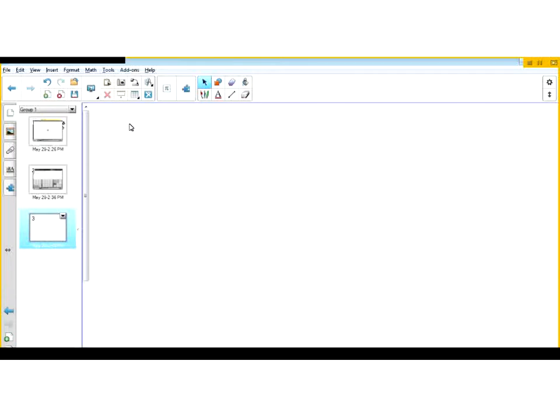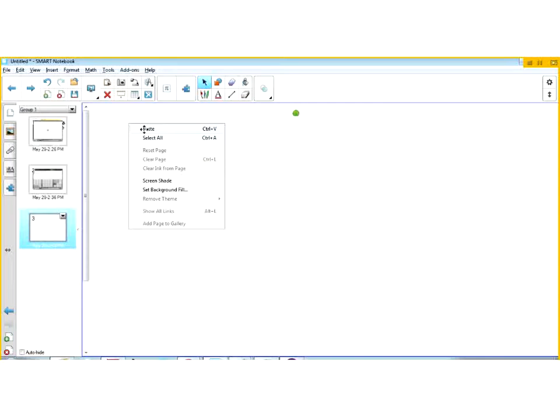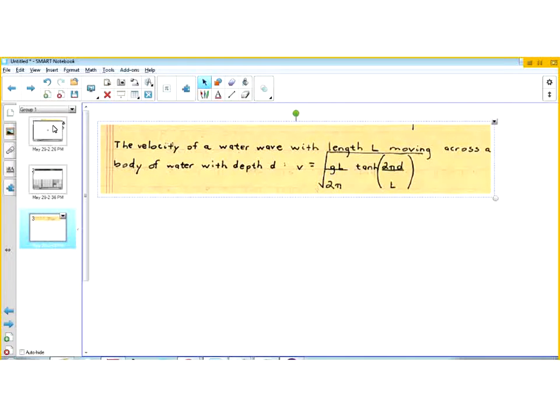So for instance, in ocean engineering, or in physics, oceanography, this formula crops up a lot. The velocity of a water wave with length L moving across a body of water with depth D. So like in the wintertime, if you go to the North Beach, Oahu, and you want to know how fast the big one's coming in.